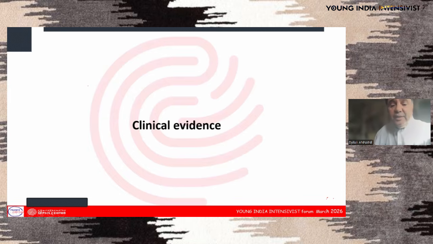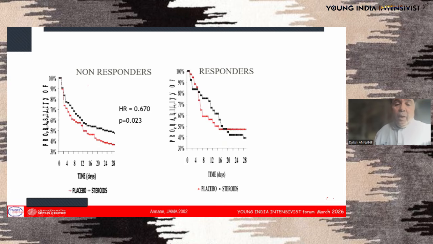Let's now discuss the clinical evidence. In 2002, in JAMA, we published the first French multicenter trial, which established that in septic shock patients not able to respond appropriately to the Synacthen test, there was a remarkable improvement in survival in patients receiving hydrocortisone plus fludrocortisone compared to placebo, in the red curve. In patients with adequate endogenous production of cortisol, we couldn't find any effects.